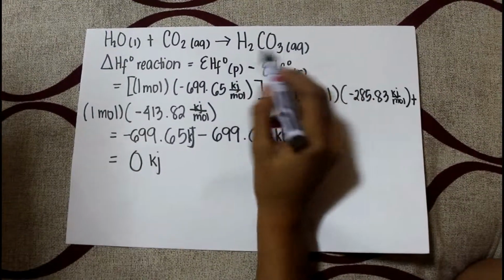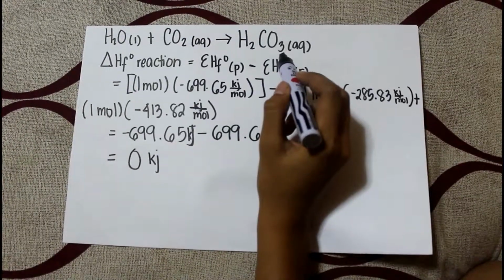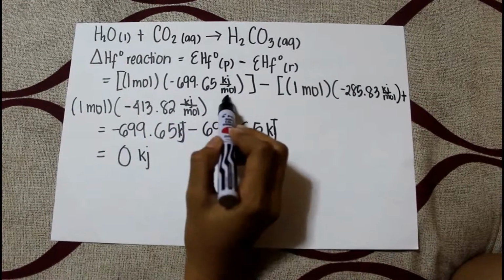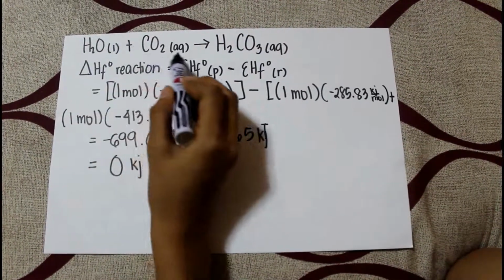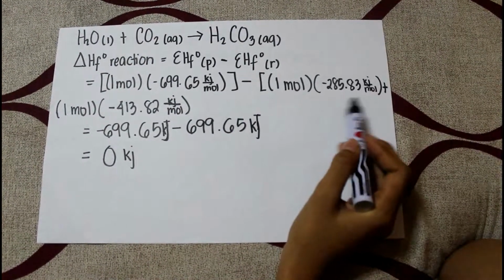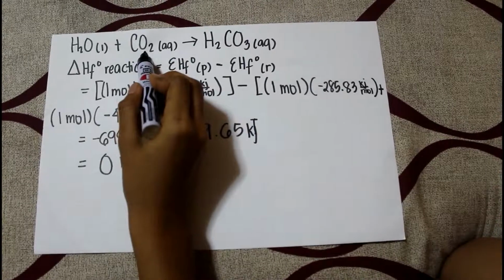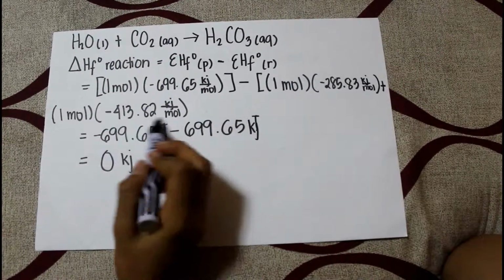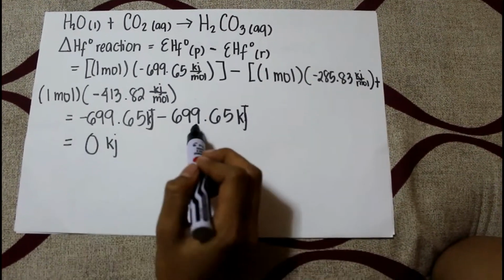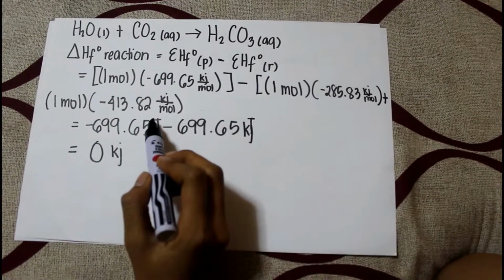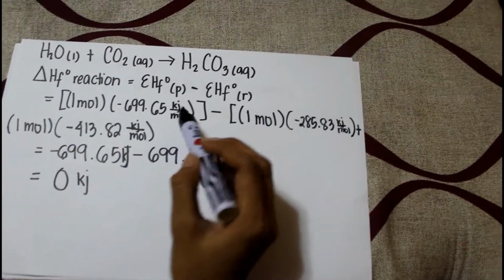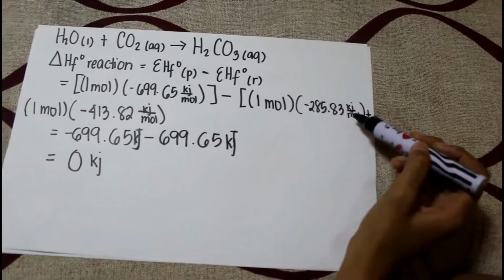The product is everything on the right side, which is the carbonic acid, which is negative 699.65. Then the reactants is everything on the left side, and it is water, which is negative 285.83, and then the carbon dioxide, which is negative 413.82. So everything is balanced, and every substance in the reaction is equivalent to a mole. Then multiply it with the number of moles to eliminate the moles.